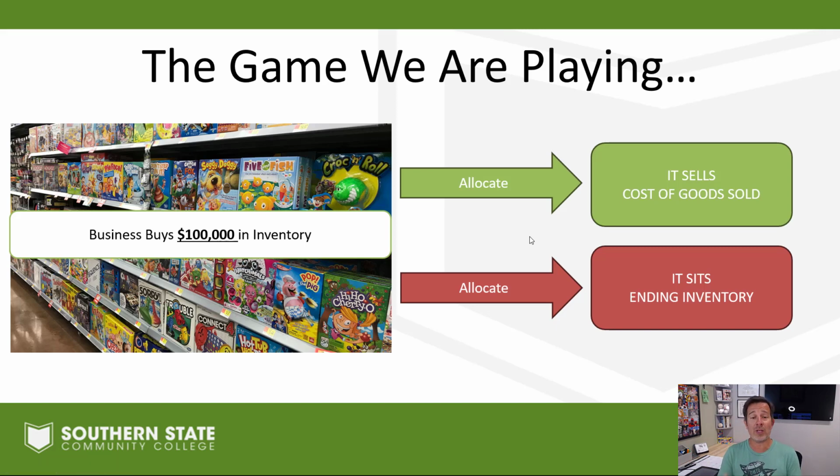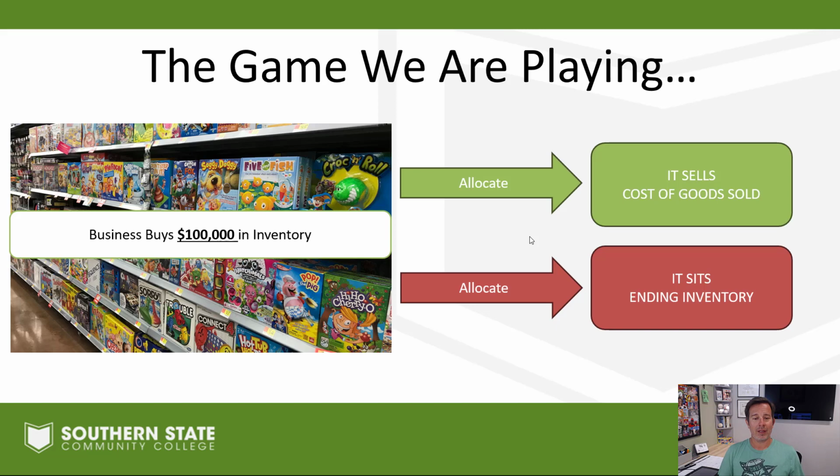We can do FIFO, we can do LIFO, we can do weighted average, or we can pick and choose among the three for different types of inventory. Just because a business uses one doesn't mean they can't use the other. They just have to disclose. And so a business is welcome to do FIFO for one category of inventory and LIFO for another category of inventory, as long as they disclose it in the financial statement notes.